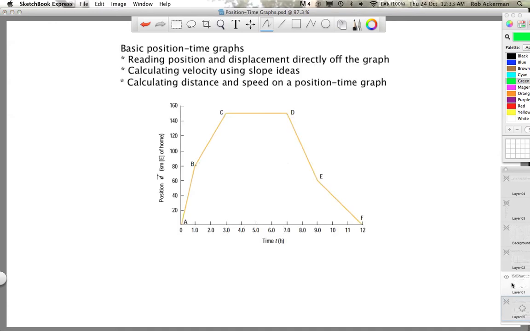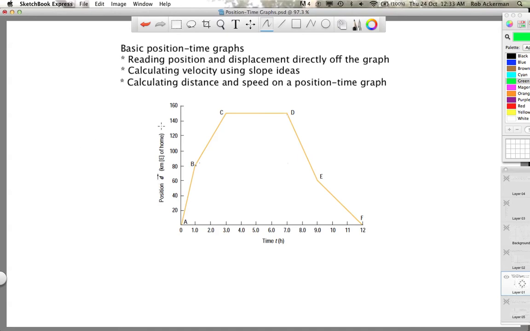I'm going to ask you to take a look at this graph. This actually comes from your textbook, the book being Physics 11 by Addison Wesley, and it's probably one of the more simple position time graphs that you're going to see. Let's talk about what exactly a position time graph is, what information we can get directly off the graph, and then some other calculations we can do to get some sort of hidden information out of the graph.